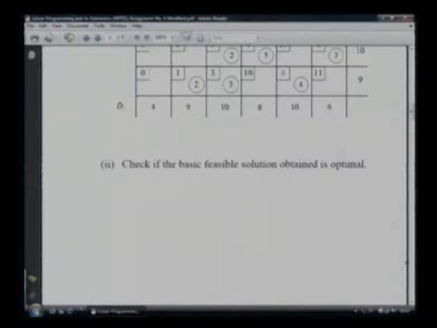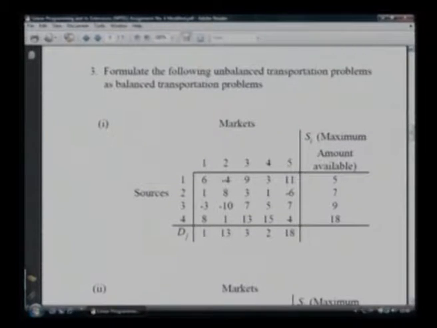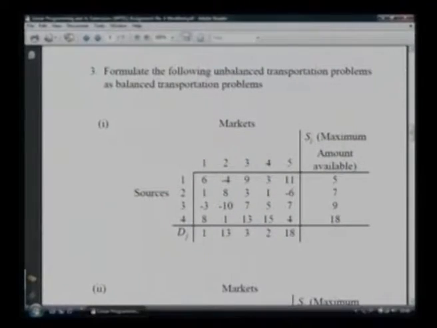Now, let us go to problem 3. Here I am just trying to acquaint you with unbalanced transportation problems. I have given 2 of them here, and I want you to reduce them to balanced transportation problems, and we will discuss how. For example, in the first problem, the supplies add up to more than the demands.